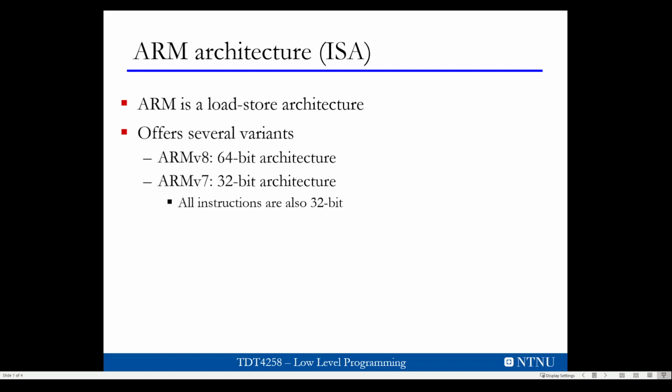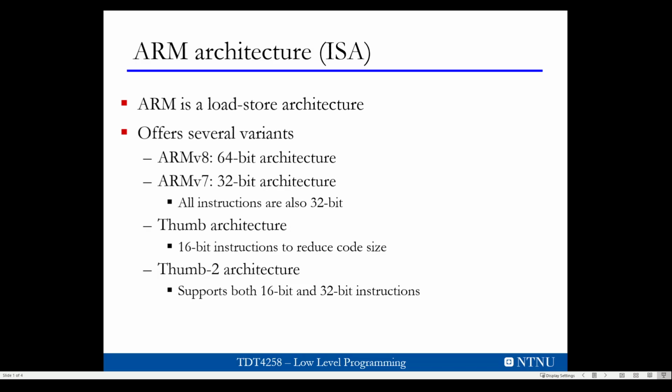However, for both ARM v7 and v8, the instructions themselves are represented using 32 bits. So we need 32 bits to encode what operation is to be performed, where the source operands are, and where the result should be put after the computation. There is also the Thumb architecture, where the instruction size is only 16 bits. Having fewer bits to represent instructions reduces code size and memory size requirements. Thumb 2 architecture supports both 16-bit and 32-bit instructions. And in this course, you will use Thumb 2 for your lab exercises.